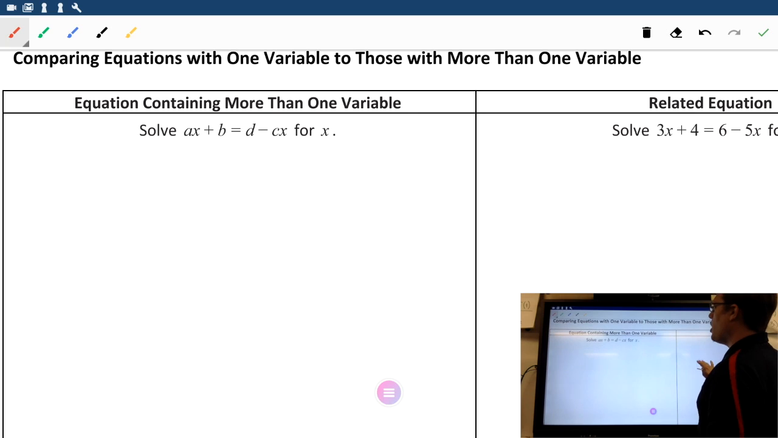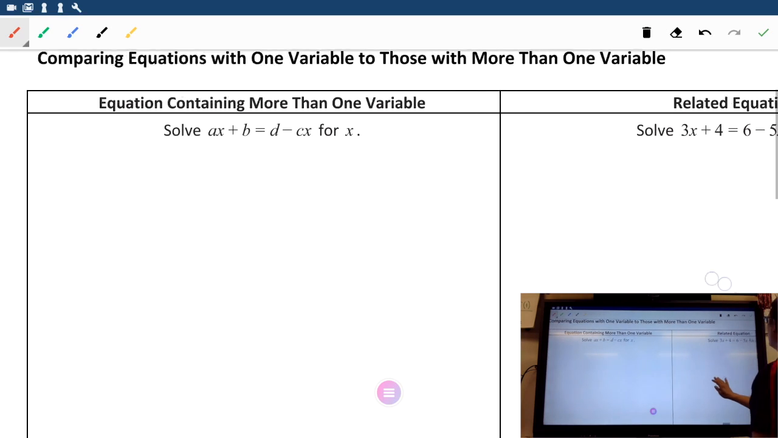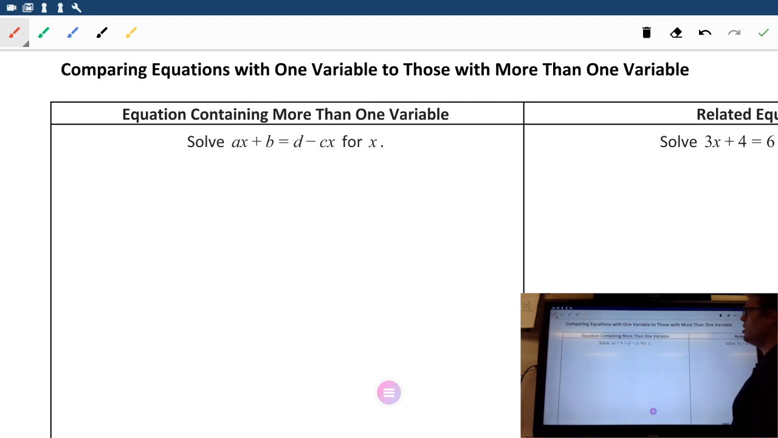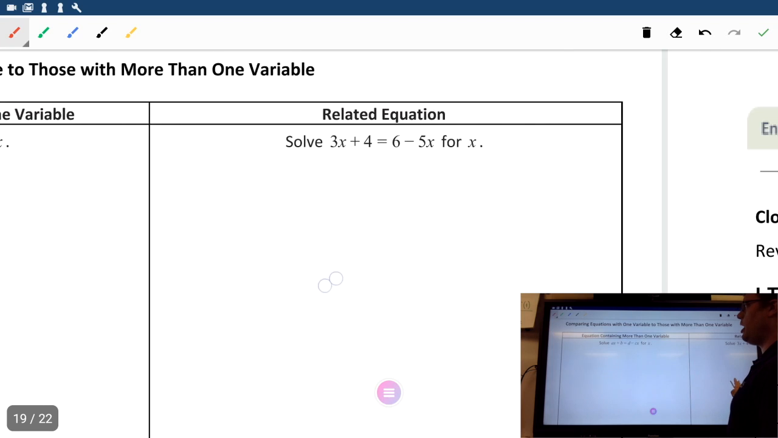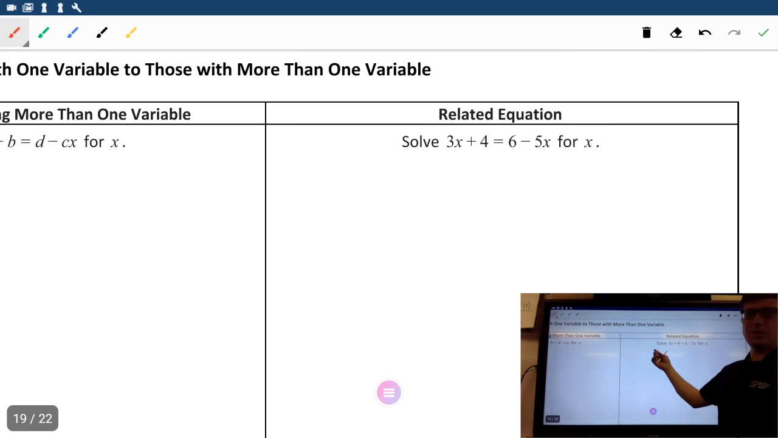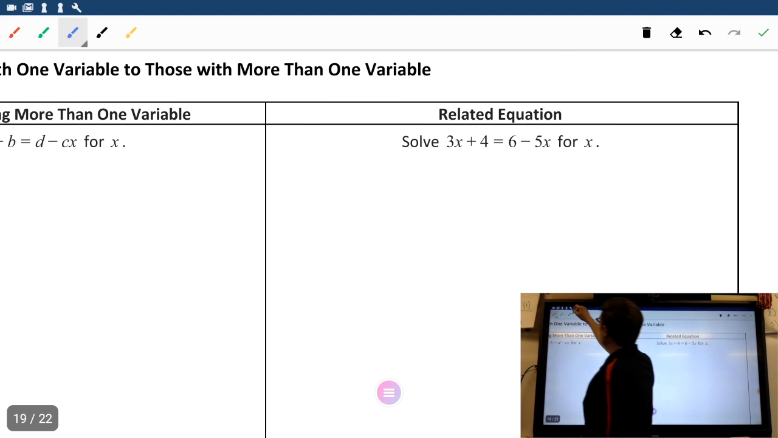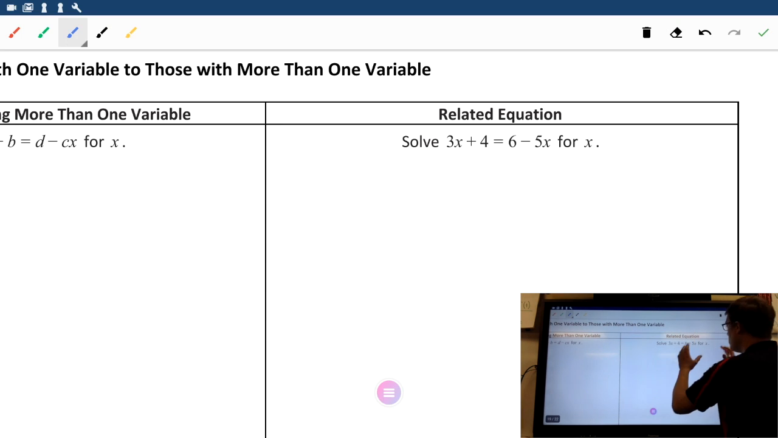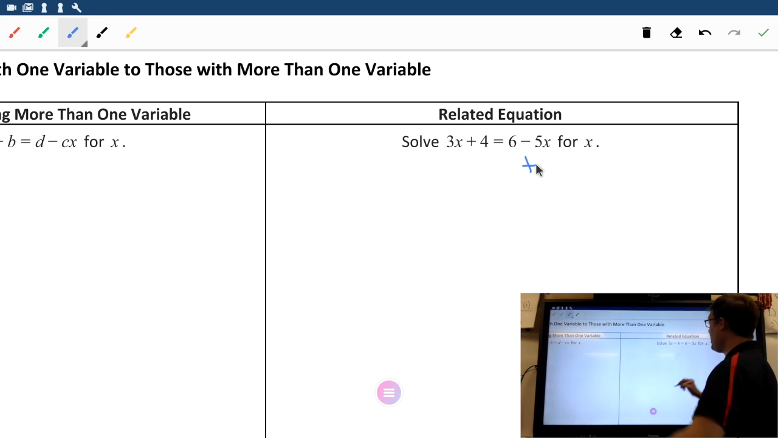Equations containing more than one variable and a related equation. We want to solve that equation for x. I don't want to do that one yet. I want to do this one. This one looks easier. All right, so step one in this problem is to move the x's to the same side. So to move the x's to the same side, let's add 5x to both sides.